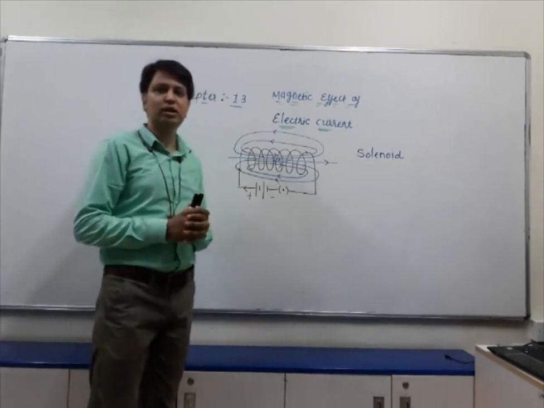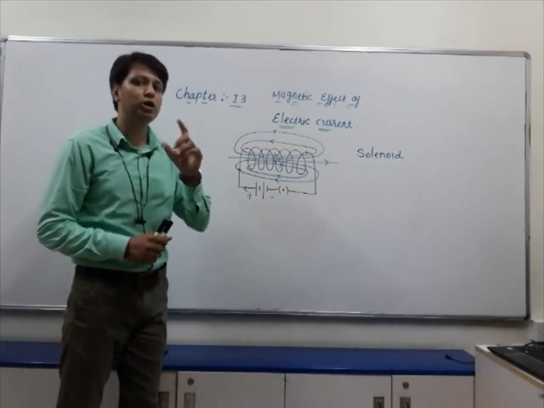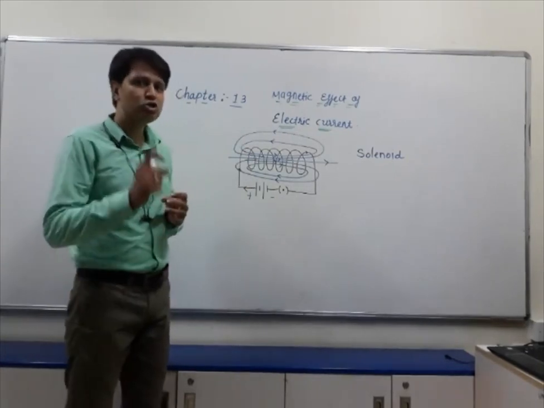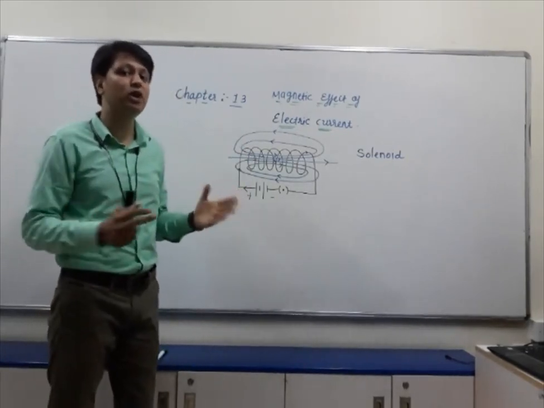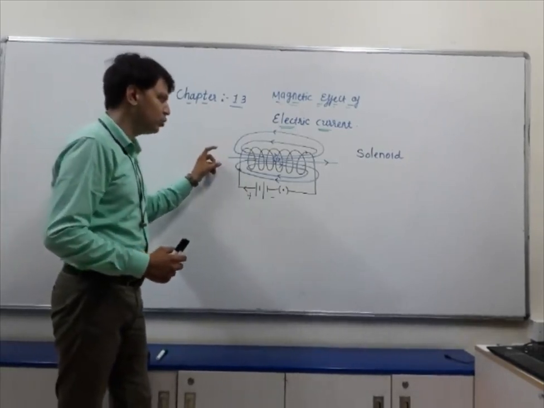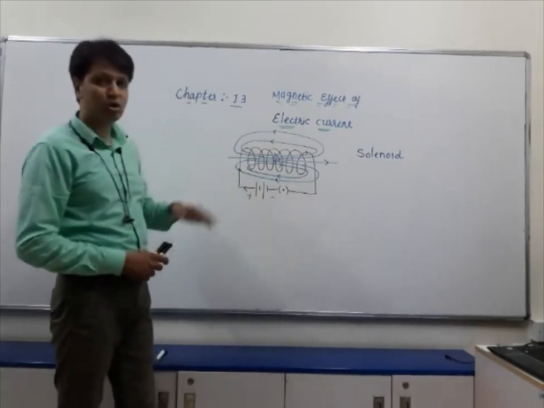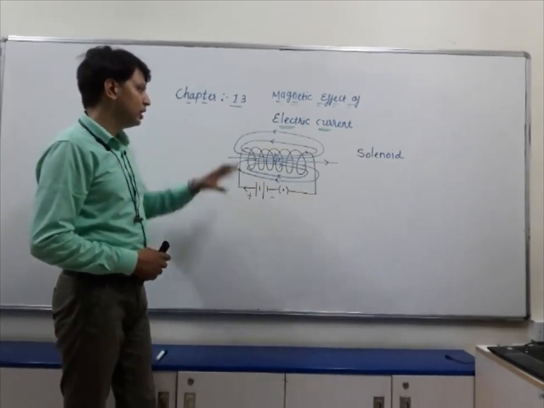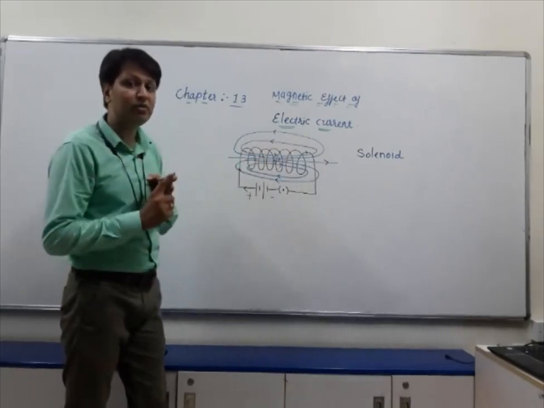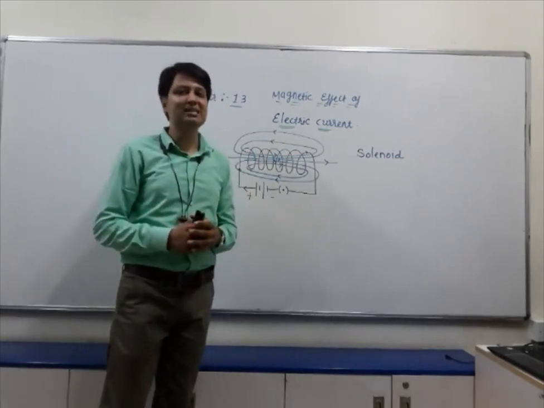And let me tell you one thing: if you want to make an electromagnet, keep a soft iron core. Soft iron core: the word soft represents that it can be easily magnetized. So I am keeping one soft iron core in the center of a solenoid, and when you switch on the electric current, it will generate a magnetic field inside the solenoid, and that magnetic field will magnetize the soft iron core, which is then considered an electromagnet.